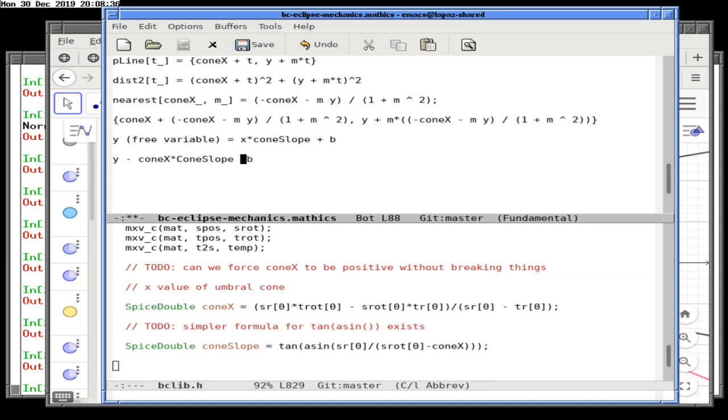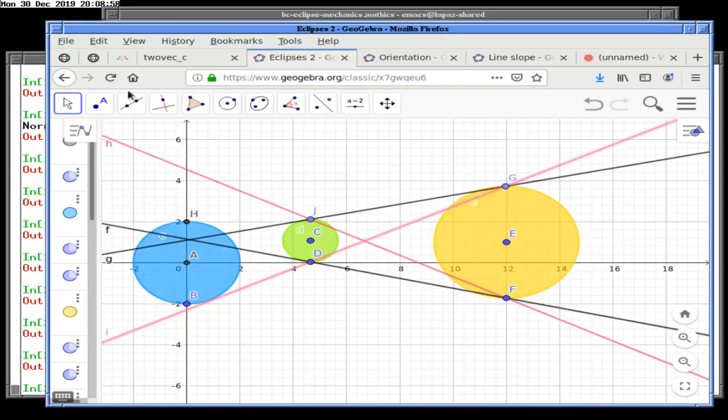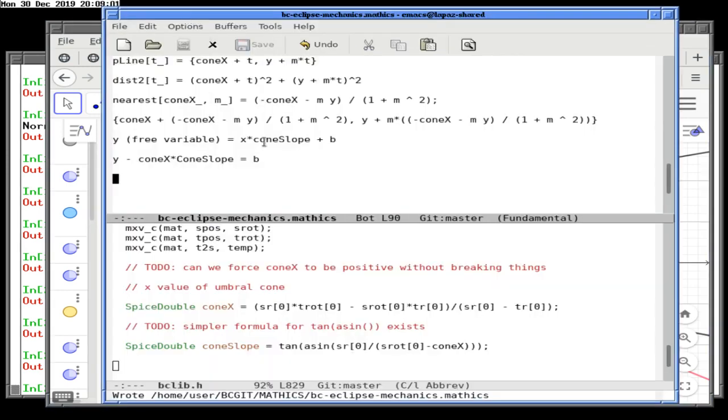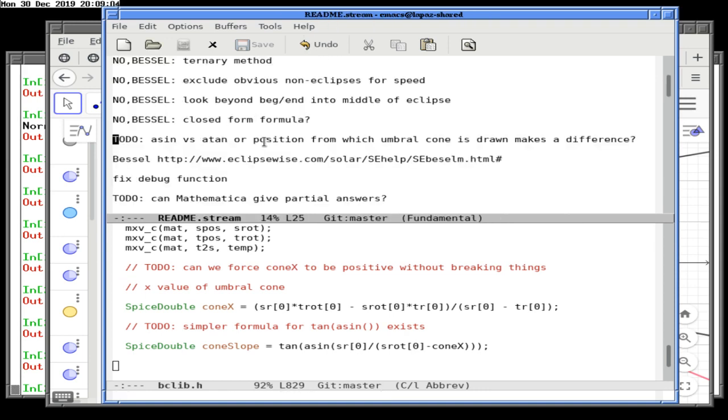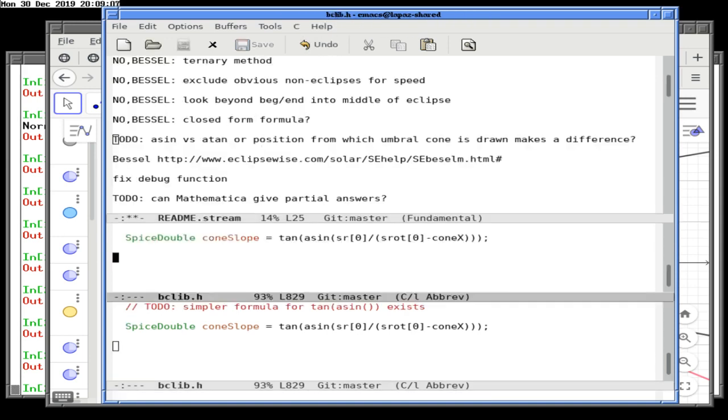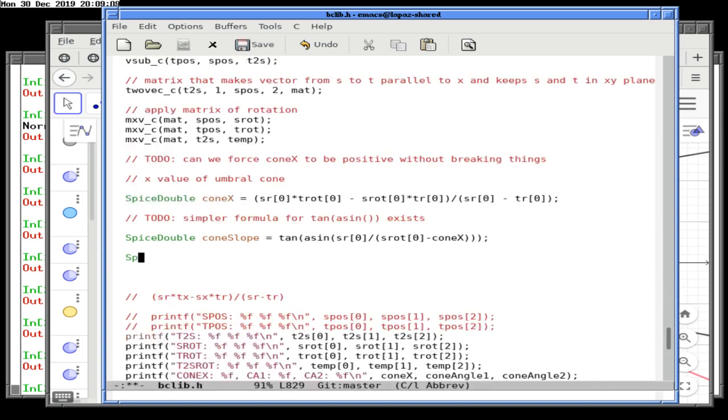So the intercept, so we have the slope of the line, now we want the intercept, and that's just going to be the special y value minus the product of the x coordinate and the slope. Do I believe that? Cone x times cone slope plus b, yeah, I do believe that. Now there's like we said, we still have some issues with negatives and positives, but let's go ahead and do this. And we'll call this the cone y-intercept, because that's what it is.